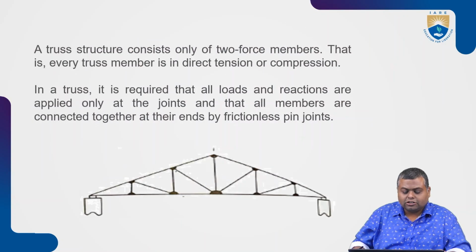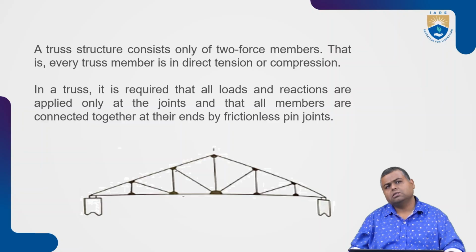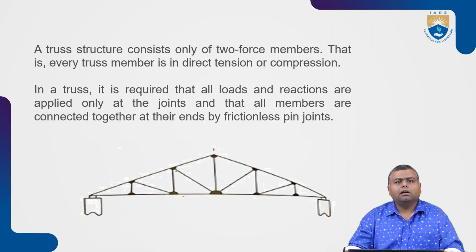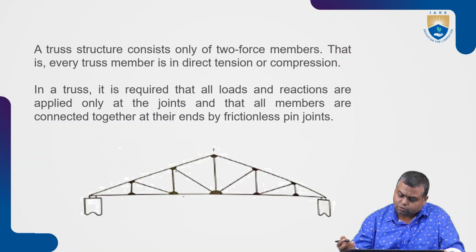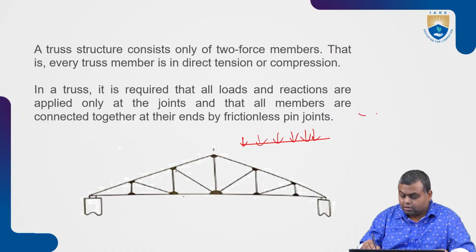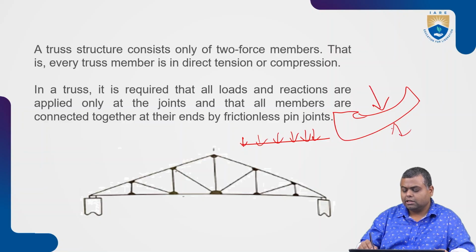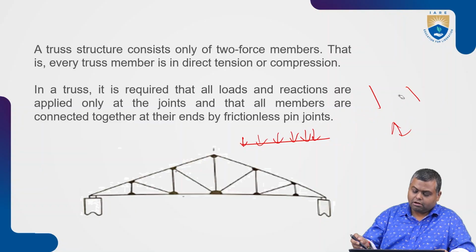A truss structure consists of only 2-force members. So every truss member is undergoing either tension or compression. Suppose this is a truss member. When I apply load on the truss element, it will form a compression region in this area or a tensile region in the other area. That is the property of this truss element.